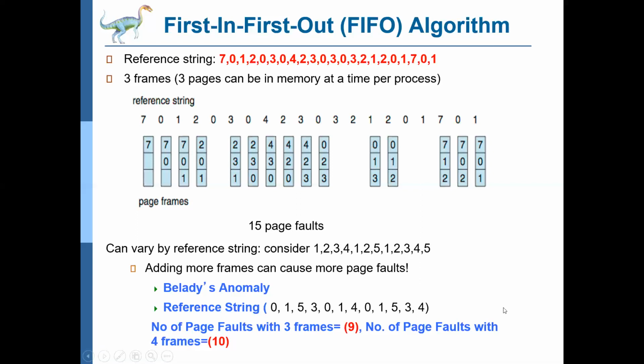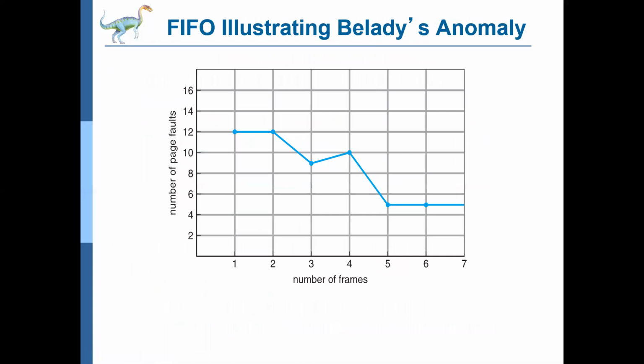You can work out the same thing with this reference string. If you take this reference string with 3 frames, 9 page faults will occur. If you go for 4 frames, the number of page faults is increased. So this is the unusual condition, known as Belady's anomaly, which occurs in the first in first out algorithm. If you draw a graph, it is not necessarily true that it always decreases. There are situations where it may increase. Like in 3 it is decreased, and in 4 it is increased.